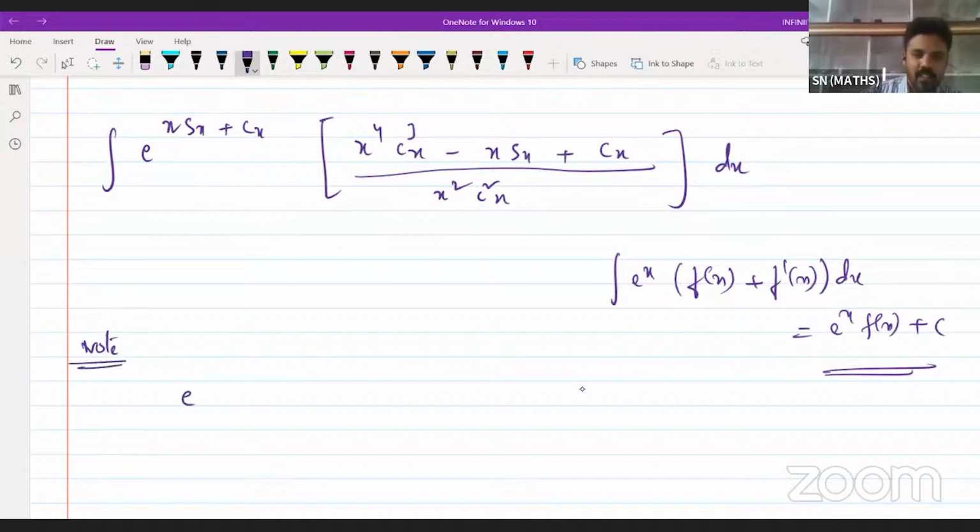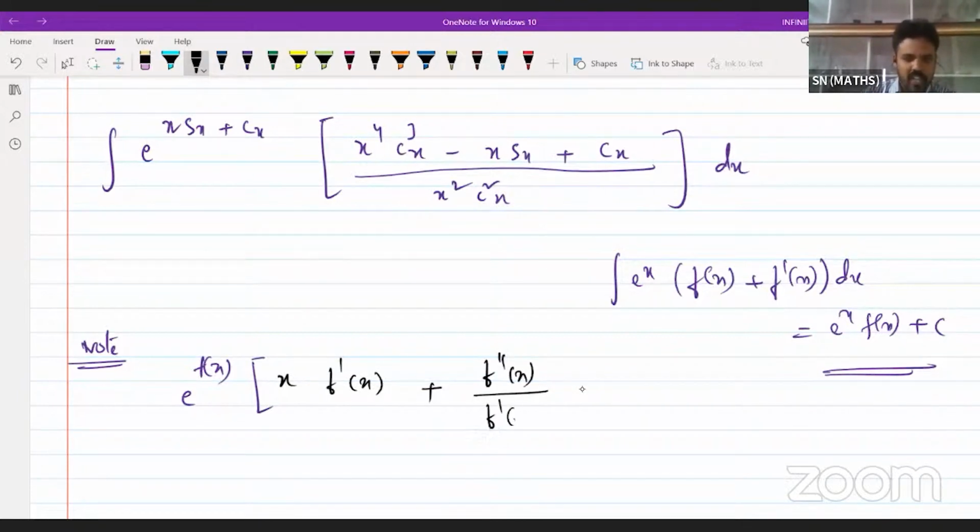E power, this everyone knows. Every student, I think, knows this. But this property, some students may know, some students may not know. For that, I am telling, children: integral e power f of x into x into f dash of x plus f double dash of x by f dash of x whole square. The extension of this is easy to remember. E power f of x.